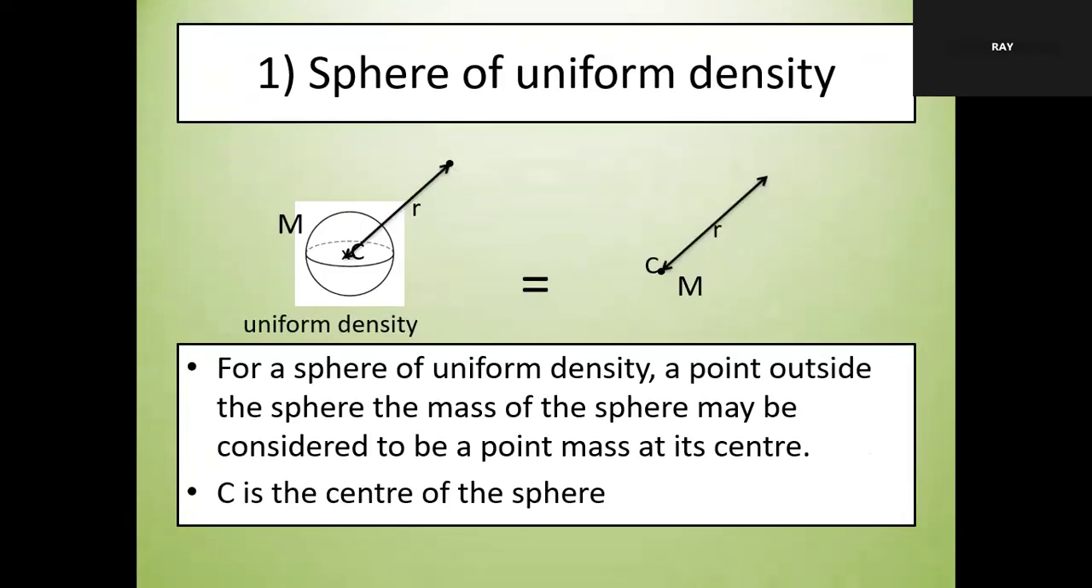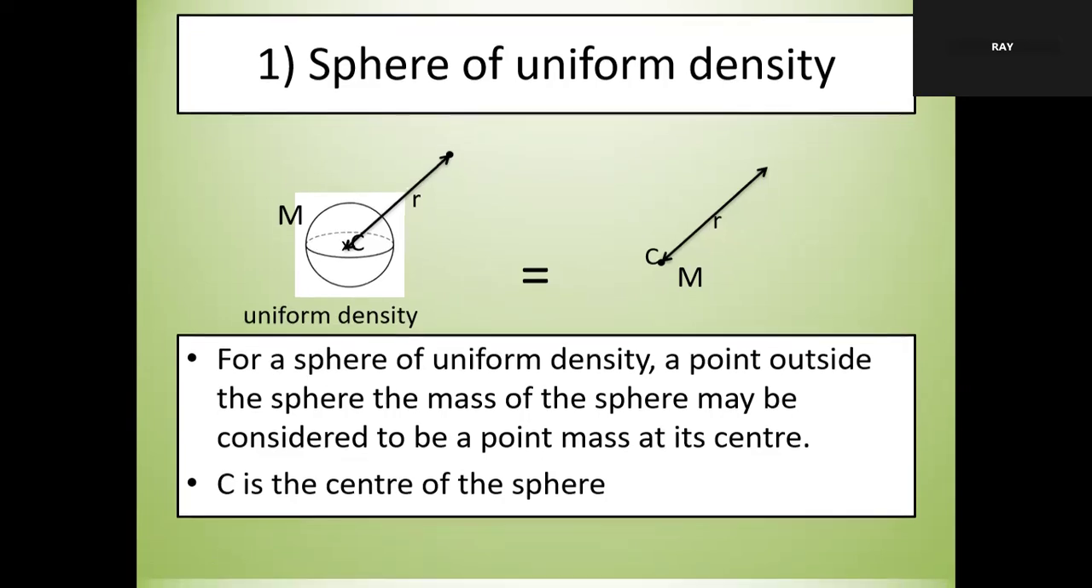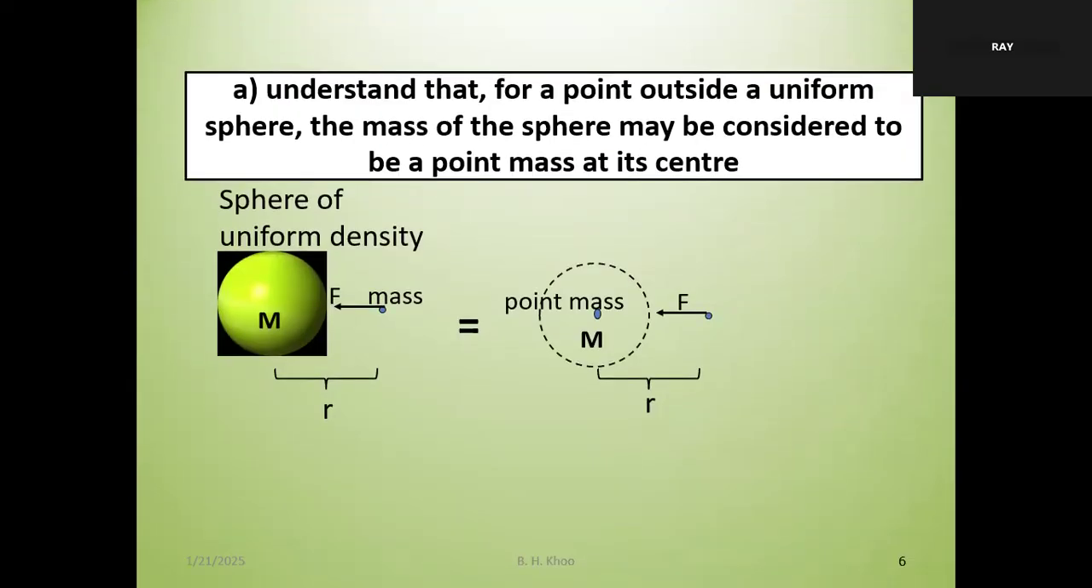Okay, a sphere of uniform density. There's a point a distance r out from the center. So we can assume that the mass of the sphere is concentrated at the center. And then we can use a calculation. C is the center of the circle. That's what your syllabus requires you to assume. Instead of thinking of it as a big mass, think of it as a point mass at the center. And then there's a force on the mass M. Distance is still the same, r.